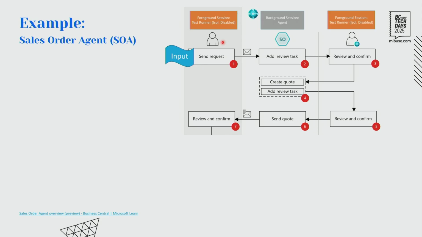At this point, the control comes back to the test runner, where it's in the foreground session, and this is where the Business Central user can accept the incoming email. Then the flow goes back to the agent, and it creates the quote. At this point, once the quote has been created, we have the output which we need to now validate. So we can verify some of the things in AL.